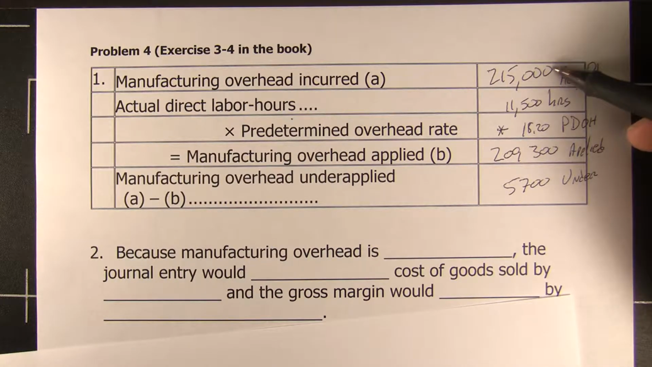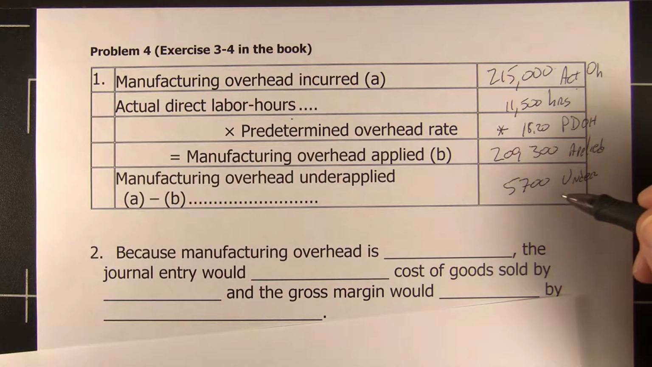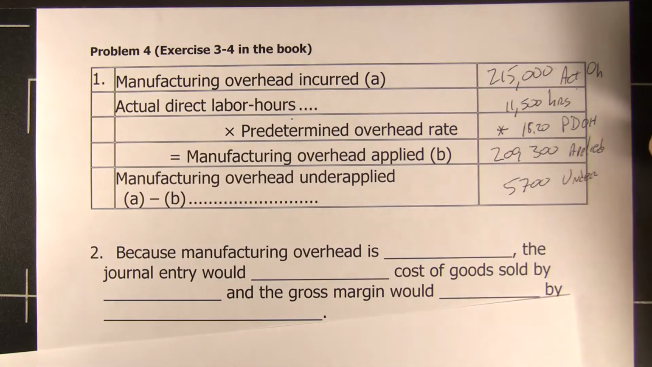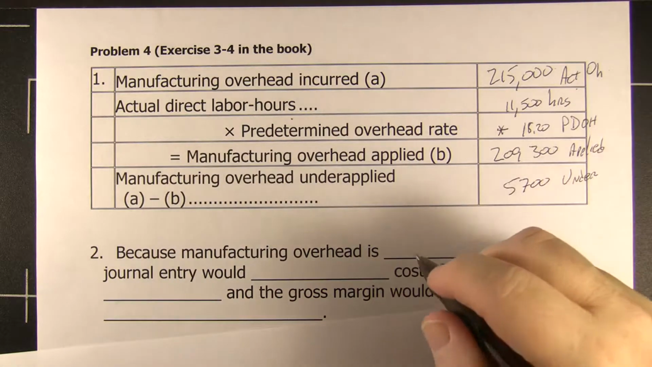If we said we had 209,300 but charged our work in process for 215,000, that would be over applied. Here it's the exact opposite. We actually had 215,000 but said we had 209,000. So we have $5,700 worth of overhead that we have to close to cost of goods sold. So the overhead is under applied.